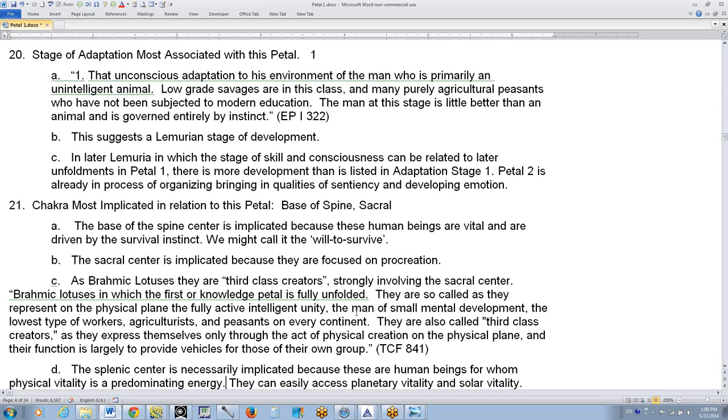Brahmic lotuses in which the first or knowledge petal is fully opened. They are so called as they represent on the physical plane the fully active intelligent unity, the man of small mental development, the lowest types of workers, agriculturalists, and peasants on every continent. They are also called third-class creators, as they express themselves only through the act of physical creation on the physical plane, and their function is largely to provide vehicles for those in their own group.